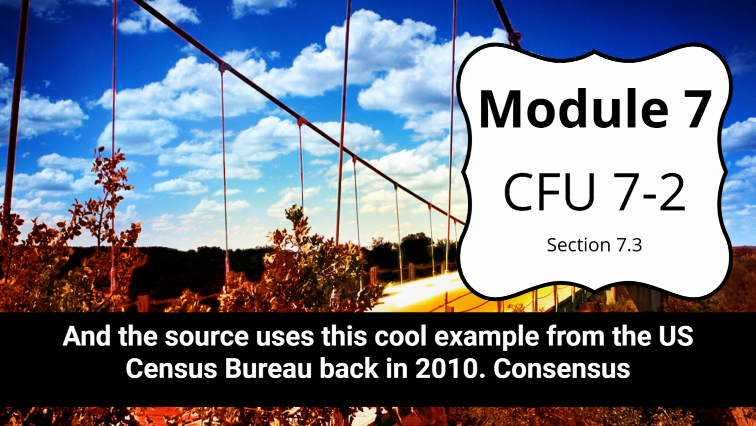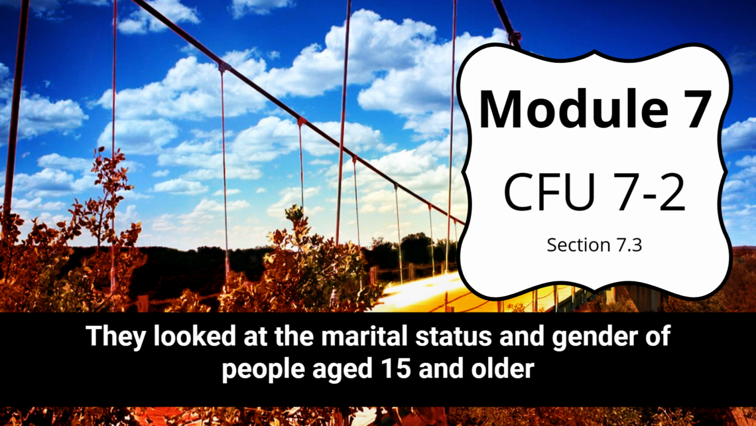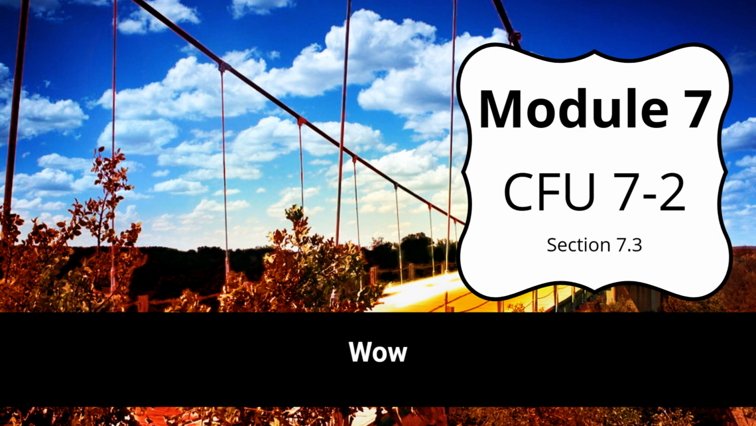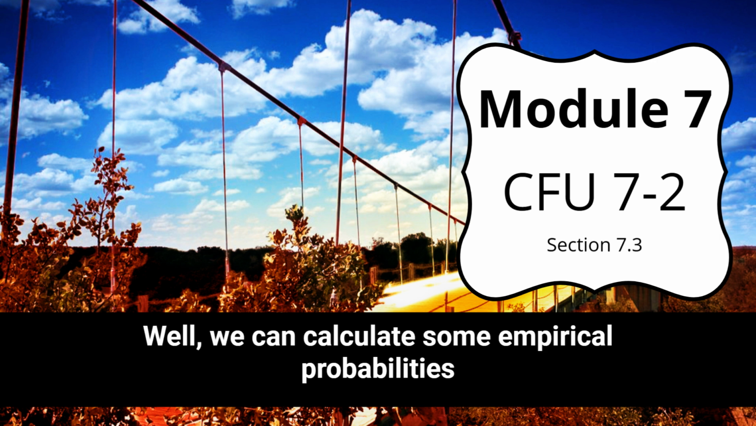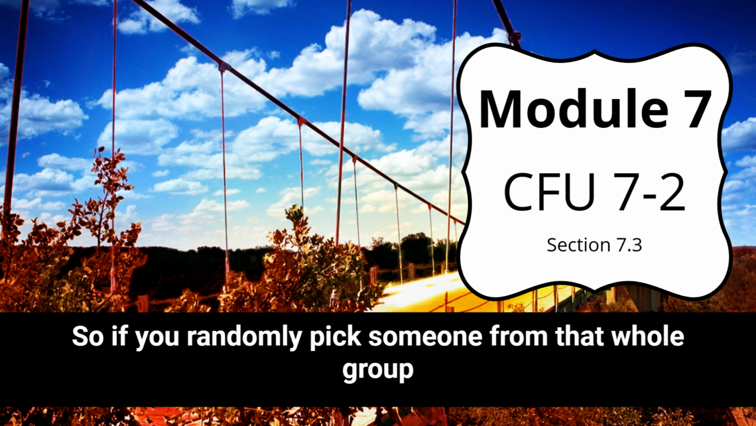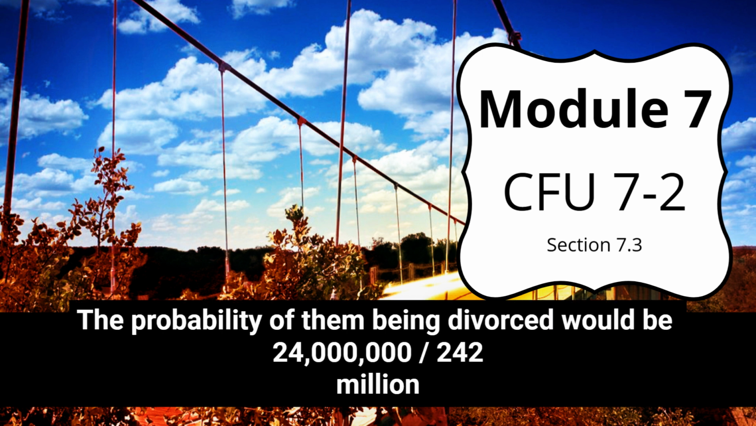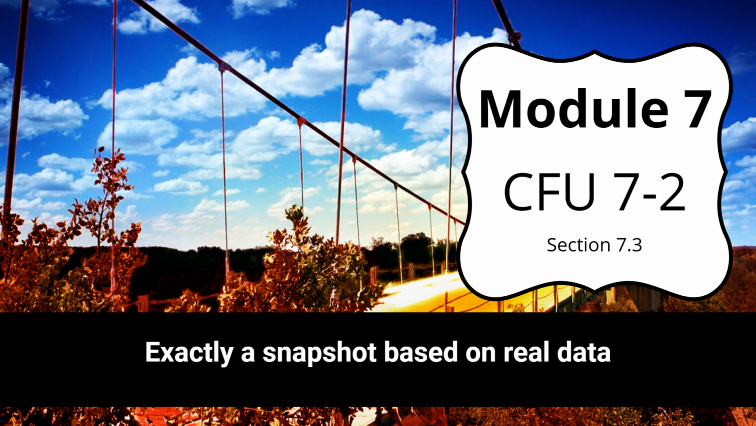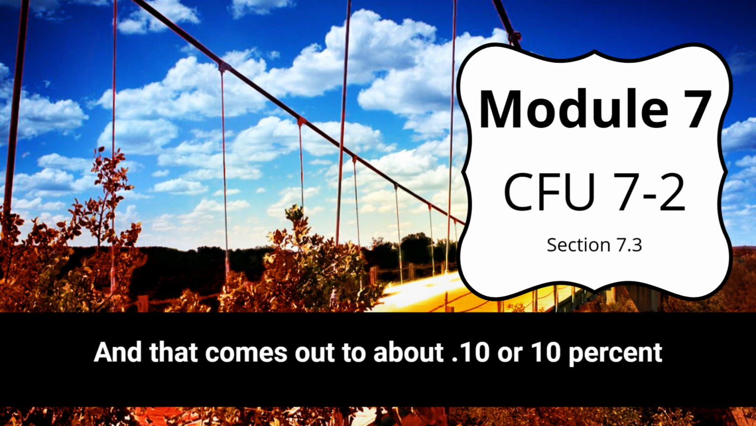And the source uses this cool example from the U.S. Census Bureau back in 2010. They looked at the marital status and gender of people aged 15 and older, a whopping 242 million people. So what can we learn from that data? Well, we can calculate some empirical probabilities. For example, the data showed there were about 24 million divorced people in that group. So if you randomly pick someone from that whole group, the probability of them being divorced would be 24 million divided by 242 million. It's like a snapshot of divorce rates at that time, based on real data. That comes out to about 0.10 or 10%.